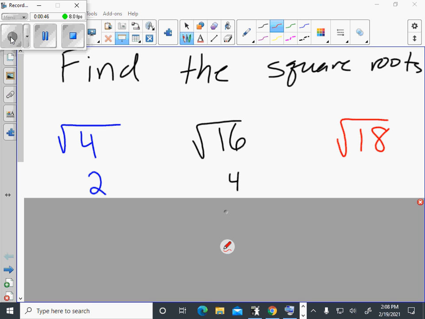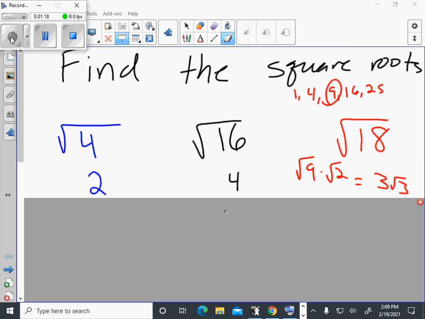And what do I mean by a perfect square? Well, perfect squares are 1, 4, 9, 16, 25. Because if you took the square root of any of those numbers, you get a whole number. So which of these goes into 18? 9. So we can say the square root of 18 is equal to the square root of 9 times the square root of 2. And what's the square root of 9? It's equal to 3 times, not the square root of 3, sorry, 3 times the square root of 2.